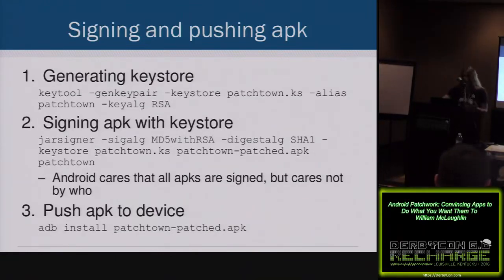So to actually sign it, we're going to be using jarsigner, specifying the signature algorithm, the digest algorithm, using our key store on our patched APK with our alias for the certificate that we created. So we have an app, we have an APK file, it is now signed, it is ready to be installed. We can do so using the Android Debug Bridge install command, passing our file name as the sole parameter.